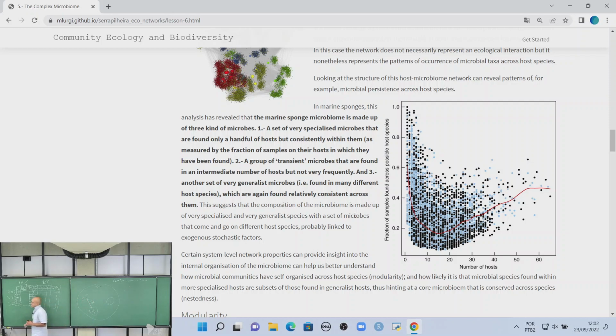Cool. I have a question about the analysis. What are the different colors of the dots? Black and blue? Yeah, I should have said that.